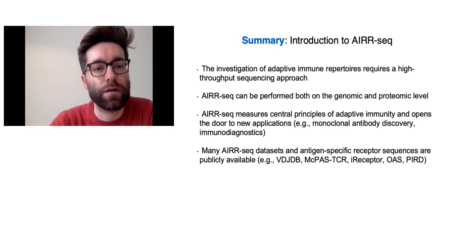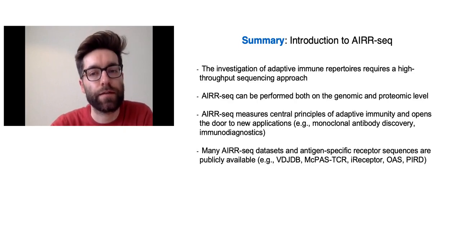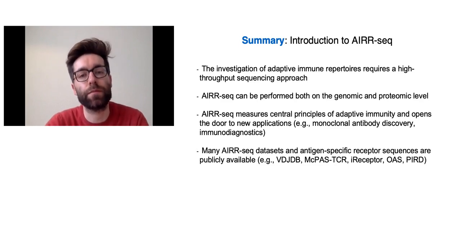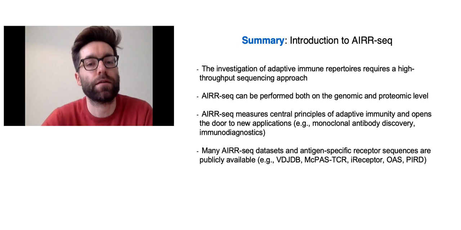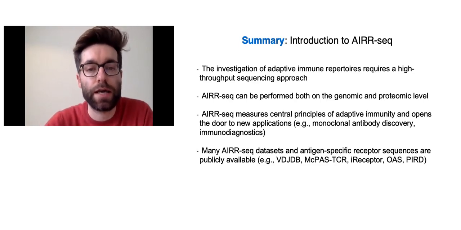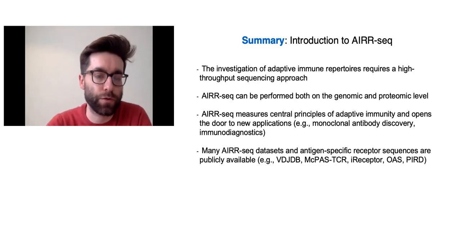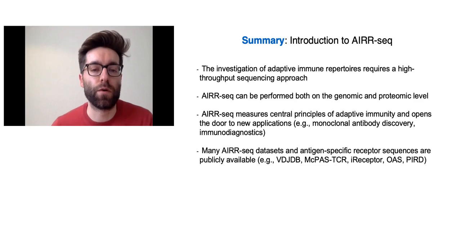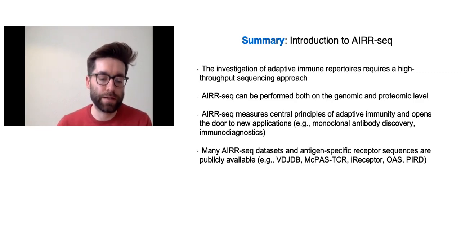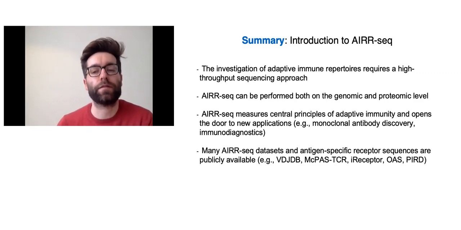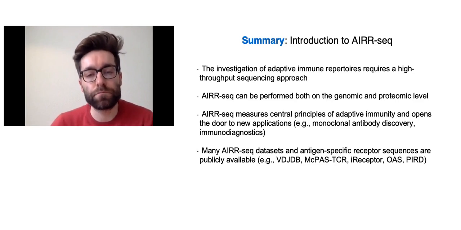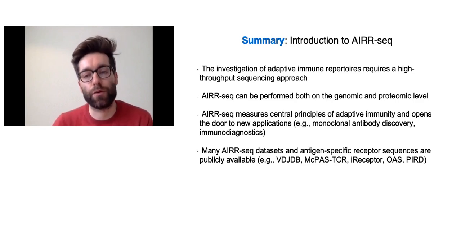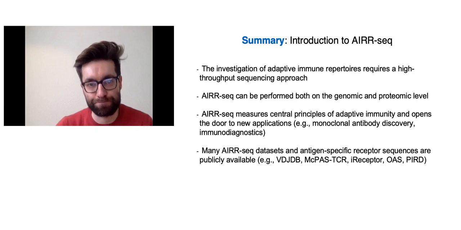Yes, so this was just an introduction saying that we can now investigate adaptive immune receptor repertoires at high throughput. It can be performed at the genomic or proteomic level for B cells, and we can resolve the central principles of adaptive immunity. And there is already a lot of public data out there for starting your own analysis journey.